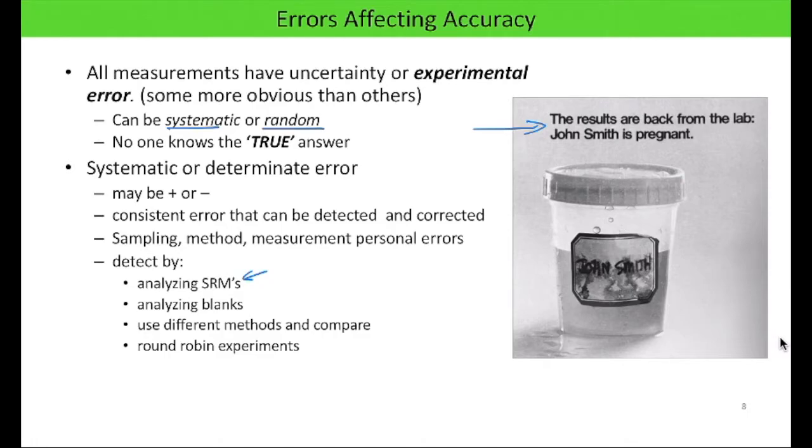And round-robin experiments means that one lab would do the analysis, another lab would do the analysis on the same sample, and then maybe a third lab would do an analysis on the same sample again. Maybe they use slightly different methods, maybe they use the same methods, but again, since the sample is the same, each of those labs should give the same answer. And if they don't, then maybe one of those labs has an issue that they have to deal with.